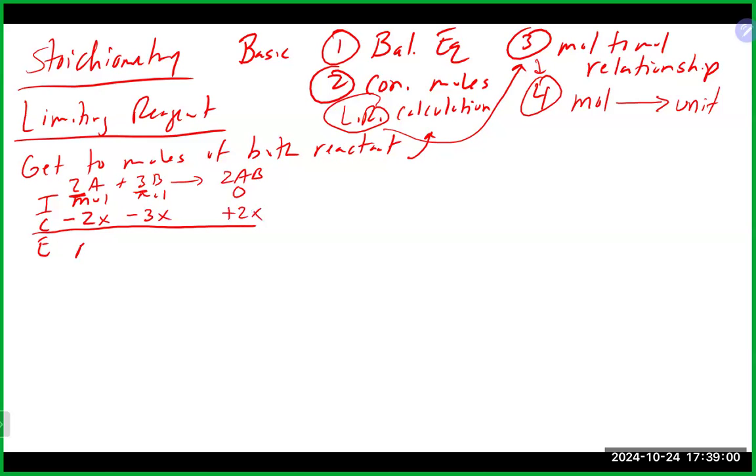What we would do is we would take our moles minus 2x down, our moles minus 3x down, and 2x. At this point, obviously, you would set each of these equal to 0, which is usually a fairly quick calculation, and you would solve for x for each of them.